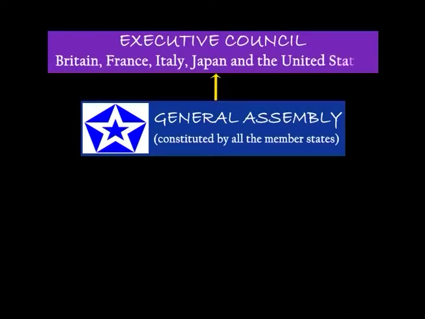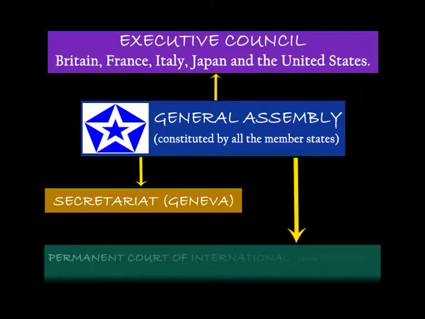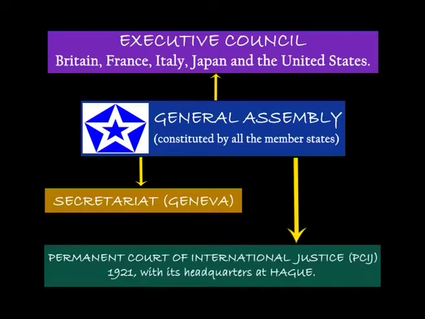The other 4 members were elected once. Number 3, Secretariat, which was based at Geneva. Number 4, Permanent Court of International Justice, which was founded in the year 1921, with its headquarters at Hague.